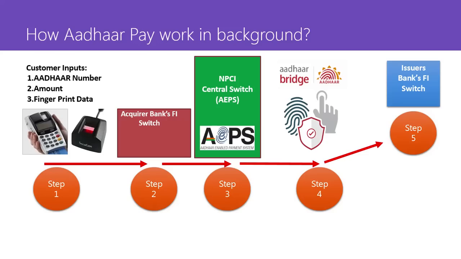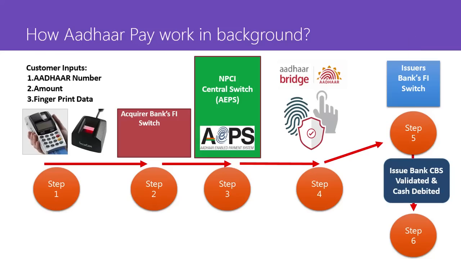That means, imagine you have an account in ICICI Bank, HDFC Bank, or any other bank. They will be told that this Aadhaar number linked with this account number has done a transaction of 200 rupees. Do you have 200 rupees in this account? The bank says yes, you have 200 rupees. Then that's debited, right? The amount would be debited and credited to the acquirer's bank account, and this is the bridge of things. This is how it works in the back.